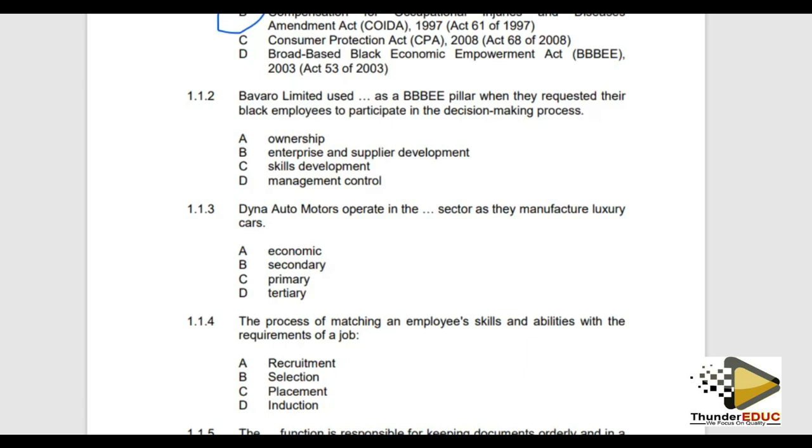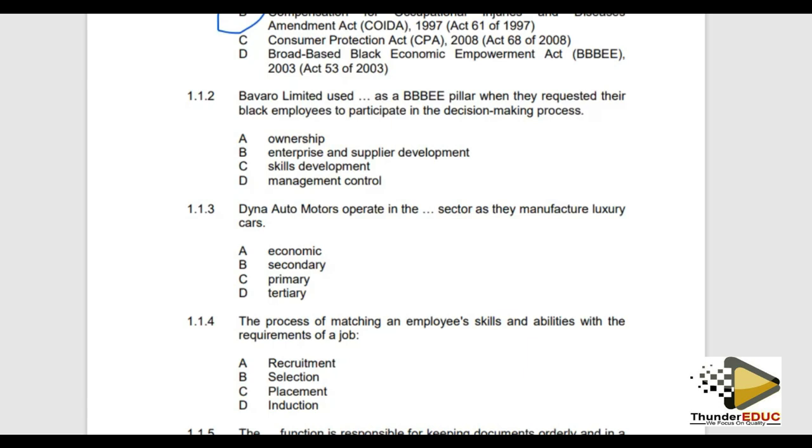So now option A, we have ownership. And then if you still remember, before this act were introduced, black population was somehow affected or were not given that much privilege when it comes to ownership of land, ownership of property. So now we have B, which addresses the issue of enterprise and supply development. So now also before ANC came into power or came into leadership, black people were disadvantaged. They were not even given that platform to supply other businesses.